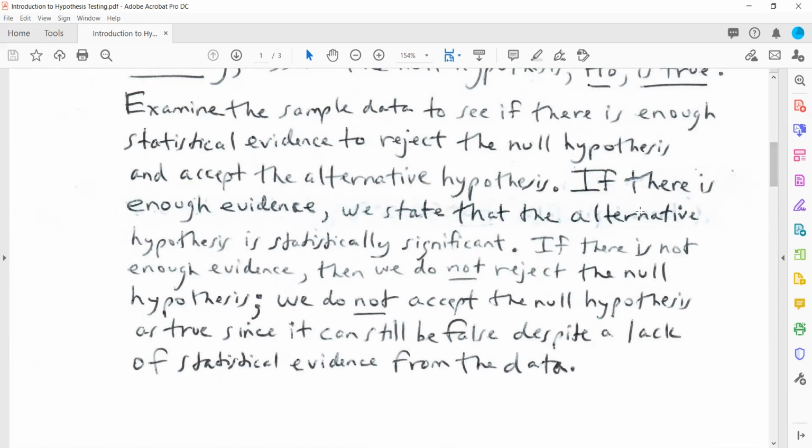Now, one of the things is if we do not find enough evidence, then the alternative hypothesis is not statistically significant.